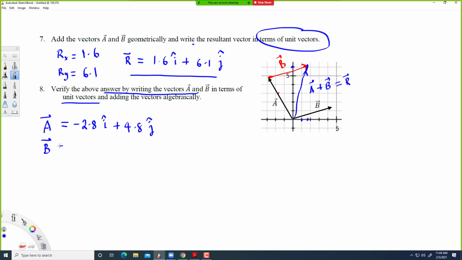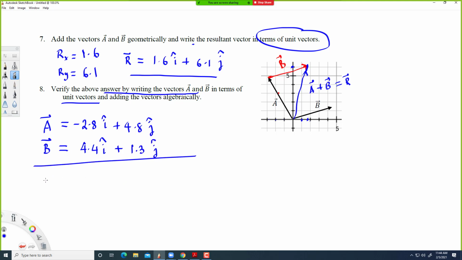Likewise, B. Now let's look at this one. 1, 2, 3, 4, 4.4, let's say. Okay, 4.4 i hat, and up is 1. Make an estimation. Okay, there's no exact division here, so we need to estimate. It's about 1, and let's say 1.3. Okay, 1.3 j hat.